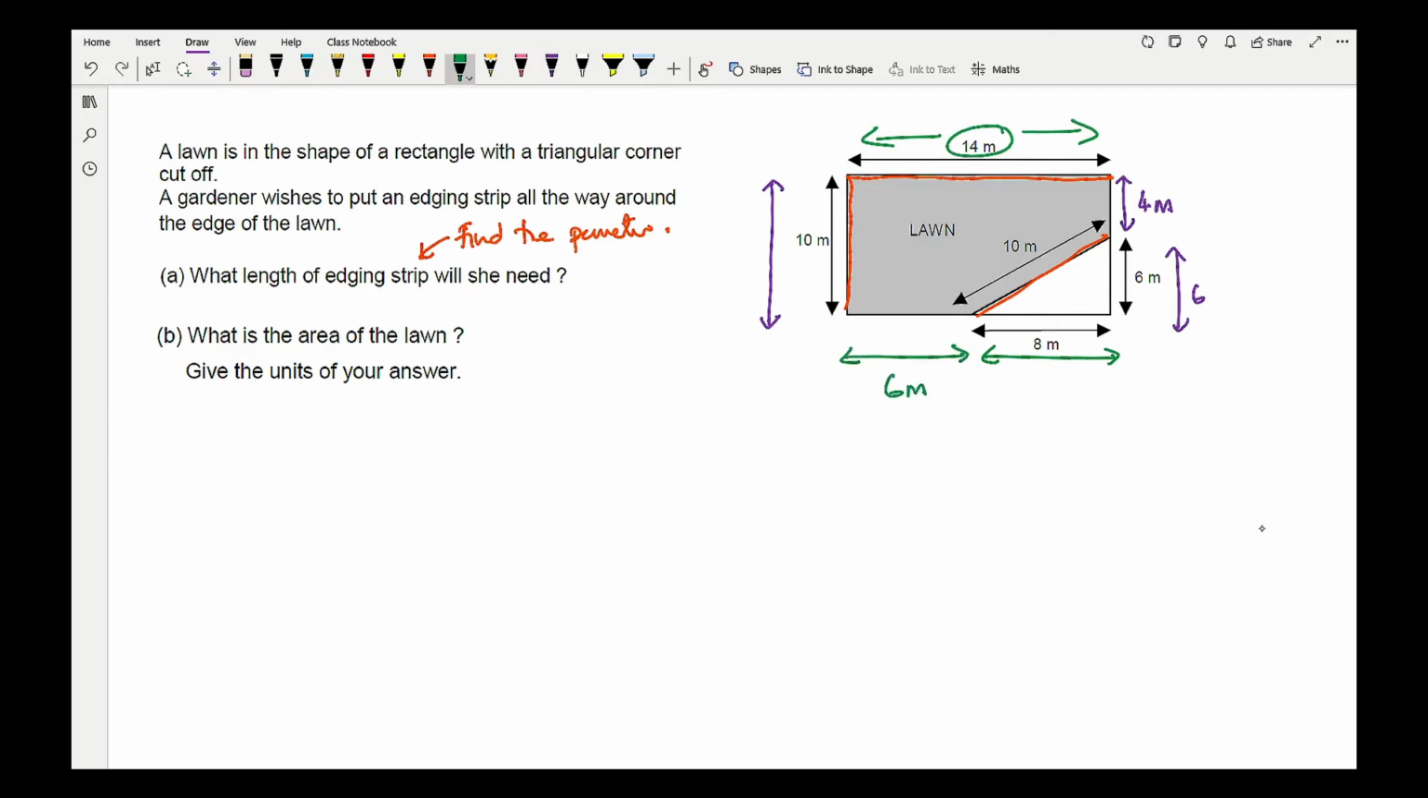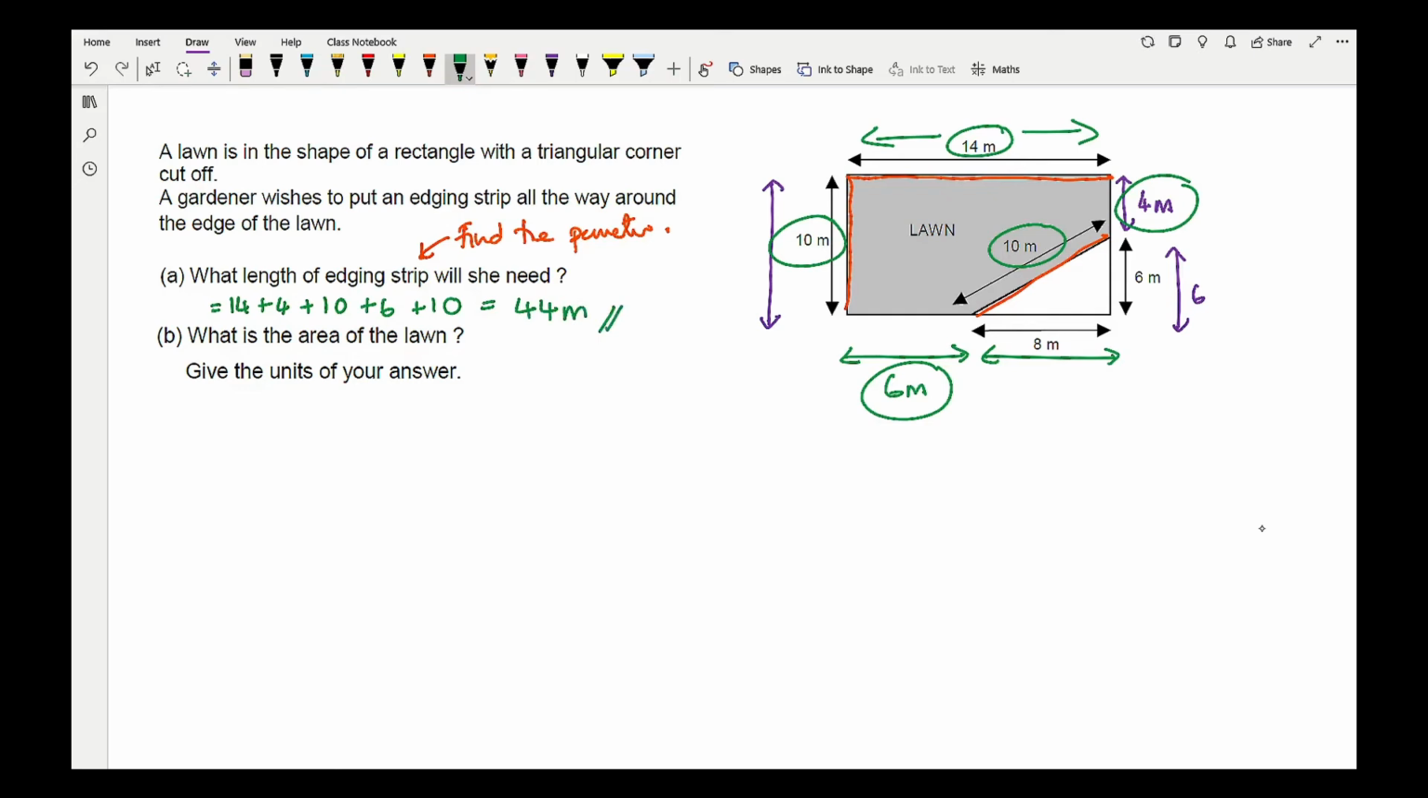So now I've got all the lengths that I need to work out what the perimeter of this shape is going to be. So here it's going to be equal to 14 plus 4 plus 10 plus 6 plus 10. Adding that all up, I get 14, 18, 28, 34, 44. So it's going to be 44 meters.